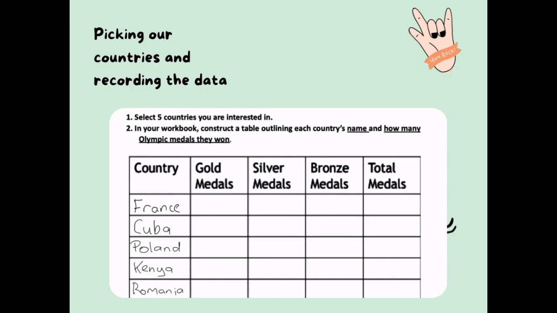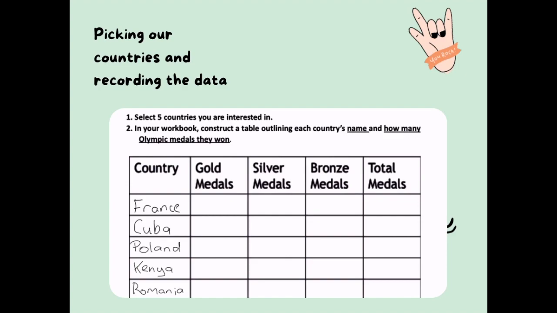Okay, so I have selected my 5 countries as it says to do on here. It says select 5 countries you're interested in. In your workbook, construct a table outlining each country's name and how many Olympic medals they won. So you can draw this in your workbook, or you could print it out and copy it in, paste it in, doesn't really matter, but drawing it is easy enough. Just use a ruler, measure it up and draw it up.